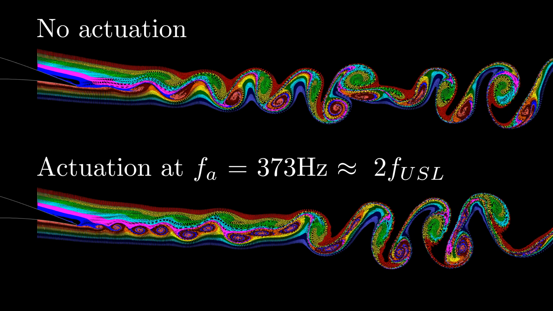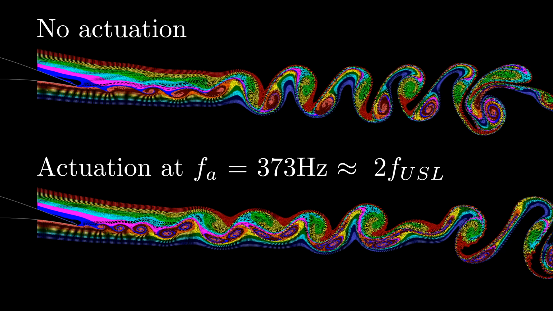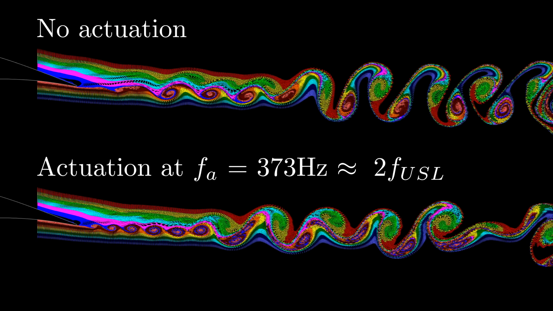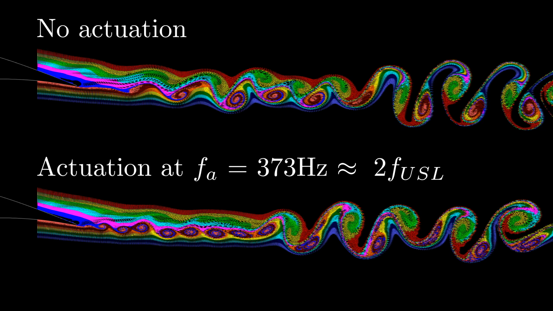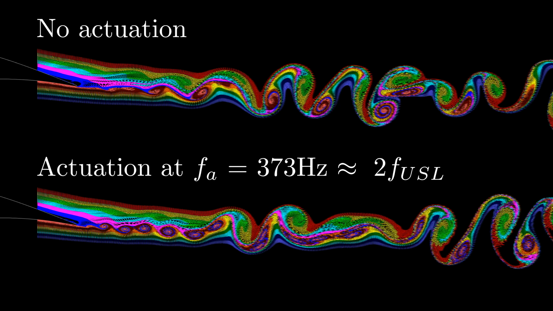Actuating close to the shear layer interaction mode, which is close to the first harmonic of the upper shear layer, continues to produce beneficial effects. The wake dynamics are reorganized similarly to the upper shear layer case, confirming that the harmonics of the shear layer natural frequencies are also effective targets for the actuation.